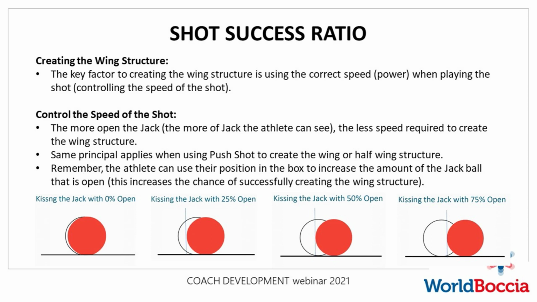So down the bottom here, we've got a few examples of a ball that's pretty much covering 100% of the jack. We're probably going to have to look to use more power to open this up, or to successfully create that half wing structure. And then as our jack becomes more and more open, we probably need to control that speed a little bit more and reduce that power to be able to push that ball into the position that we need.